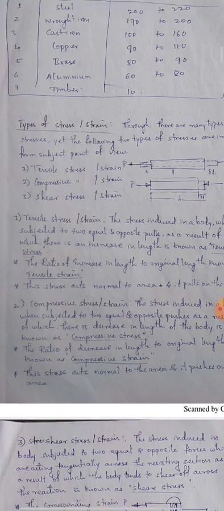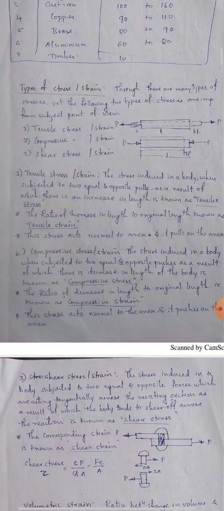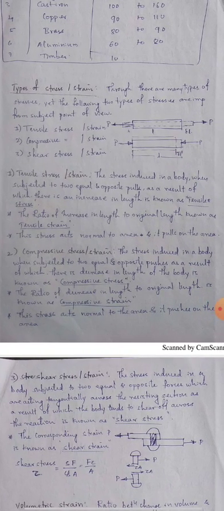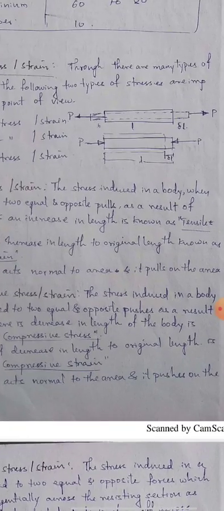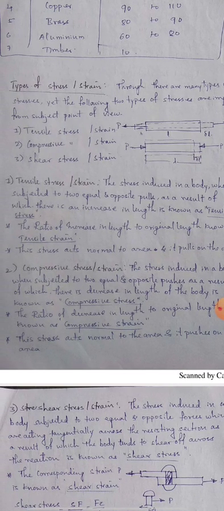Next, the compressive stress and strain. The stress induced in a body when subjected to two equal and opposite pushes, that is, the body moves inward. As a result of two equal and opposite pushes, that type of stress is nothing but a compressive stress. Due to compression, there must be a possible decrease in length. Therefore, the ratio of decrease in length to the original length is known as compressive strain.